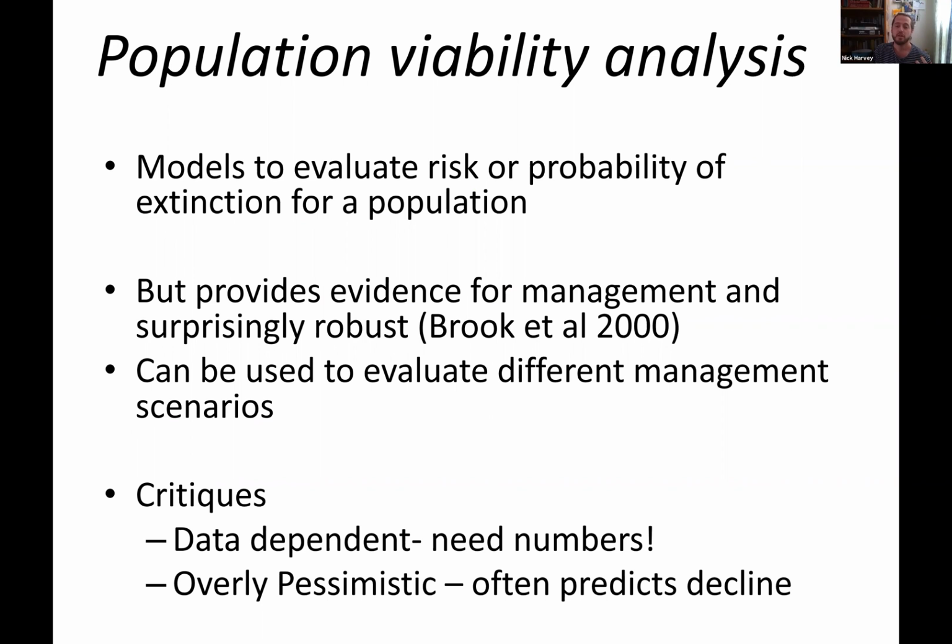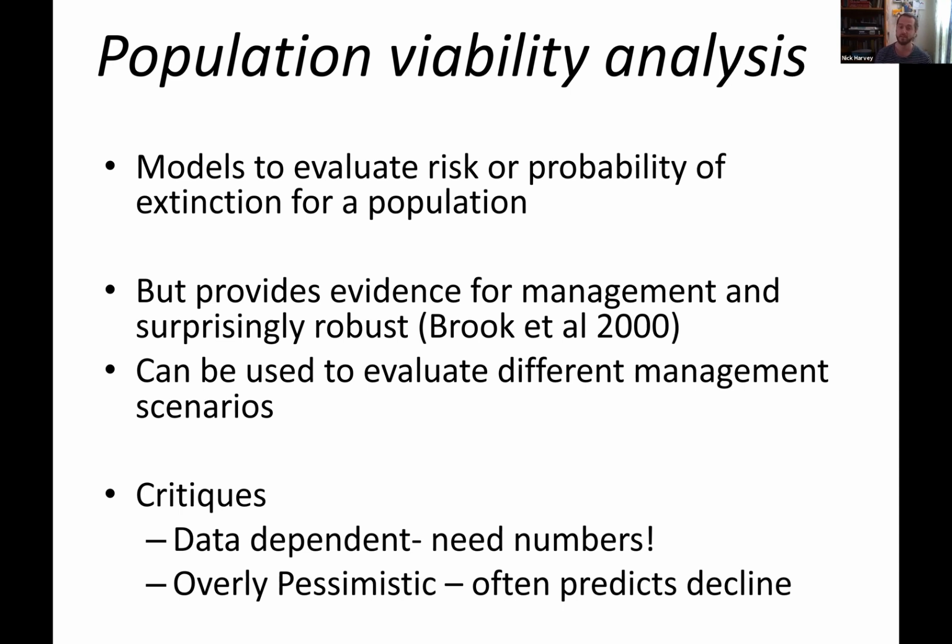So the methodology of using these population models to predict extinction risk is called population viability analysis. So we're looking at how viable different populations are. It requires a lot of data, which can be difficult to come by, especially for wild species. And it can be overly pessimistic. It can often predict declines when in real life that population might be sustainable. However, it does provide evidence for management and can be surprisingly robust.